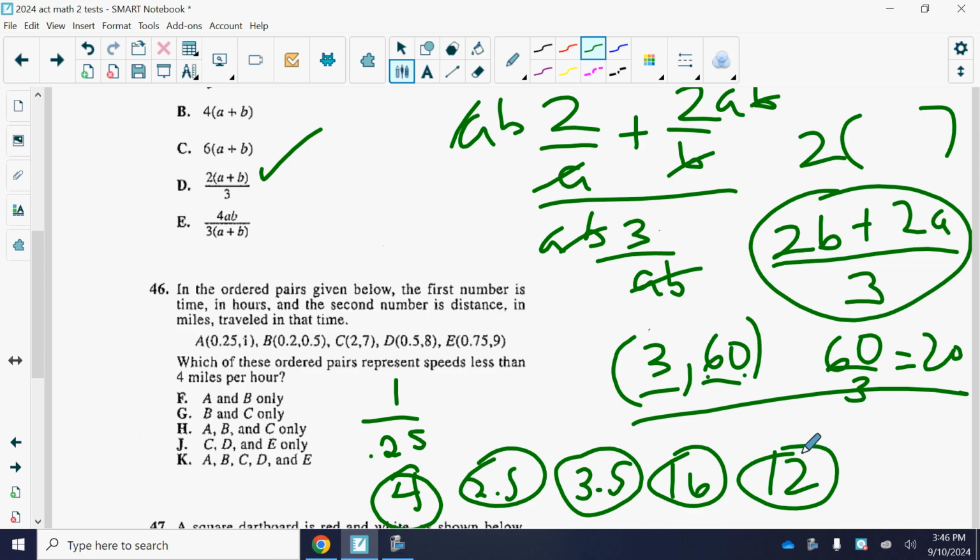So what are they asking? Which of these ordered pairs is less than 4 miles an hour? So who's less than 4? It's just these two, huh? So the answer is G. Divide and compare.